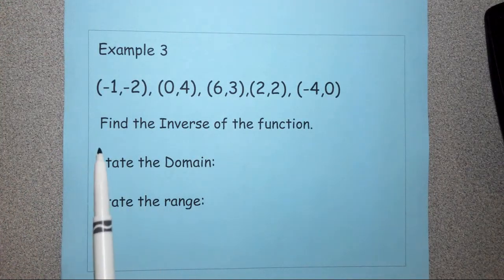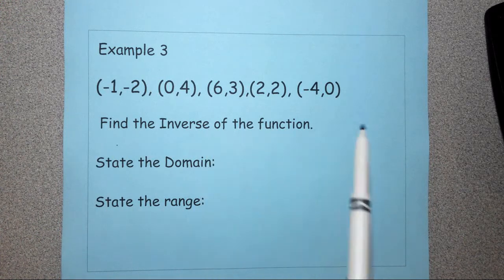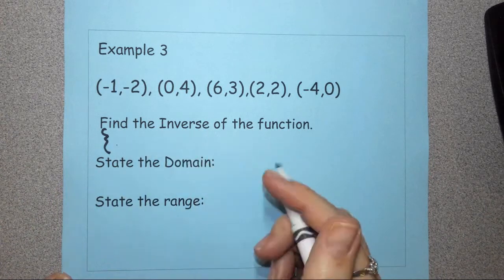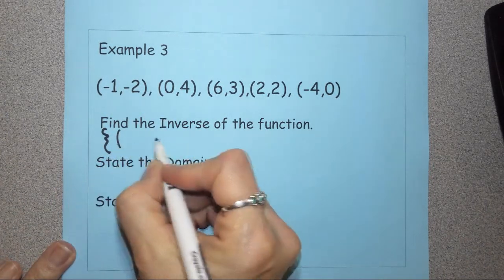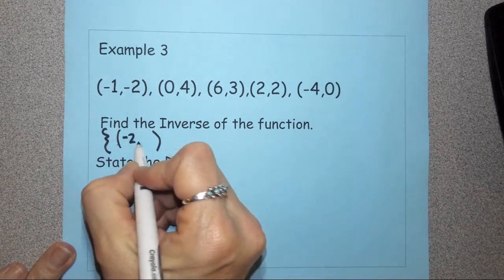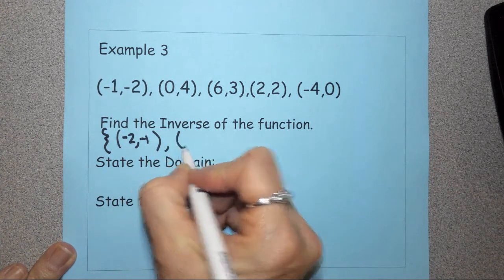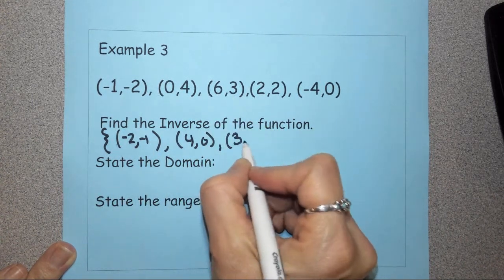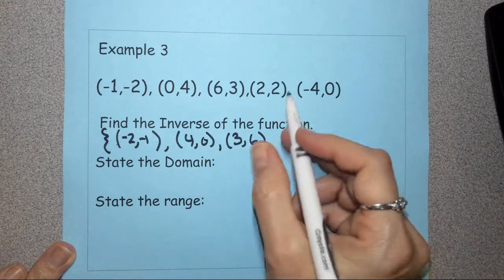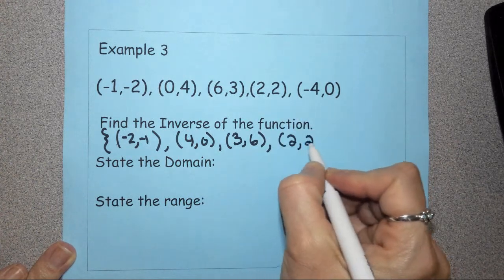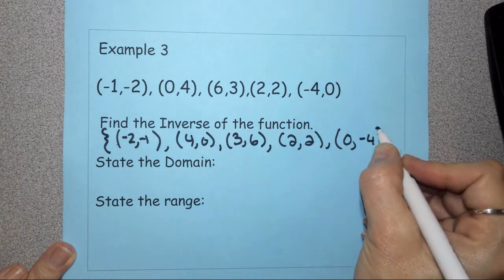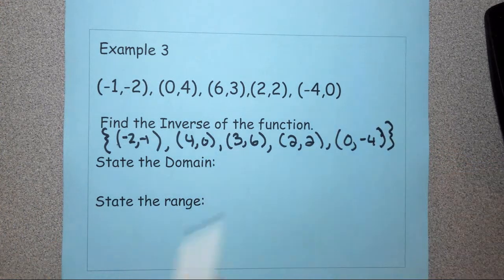So on example 3 right here, find the inverse of the function. So to find the inverse, I'm going to go make my set. I'm going to list my ordered pairs, and I'm going to flip them. So -2, -1, comma. I'm going to flip, and I get 4, 0. I'm going to flip, and I get 3, 6. I'm going to flip, and 2, 2 stays the same. And I'm going to flip, and I have 0, -4. And I'm going to close my set.